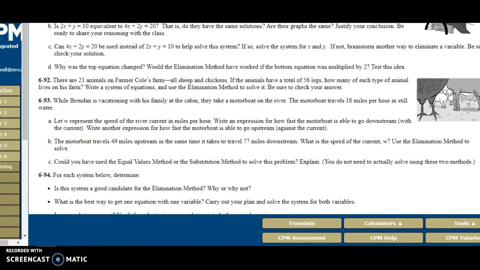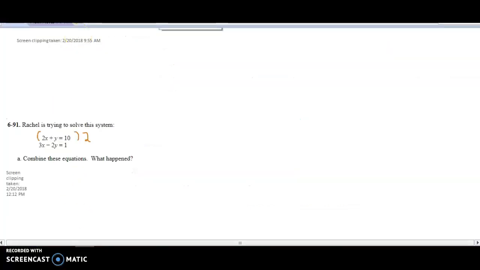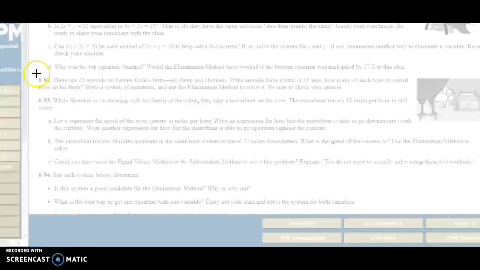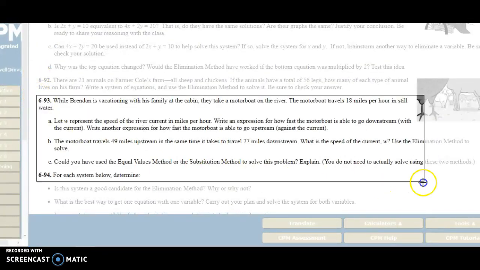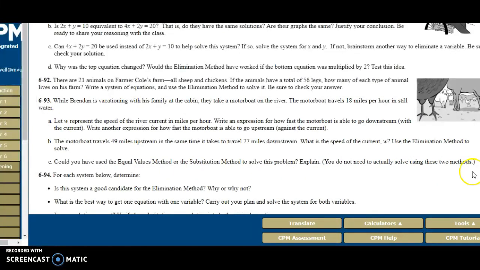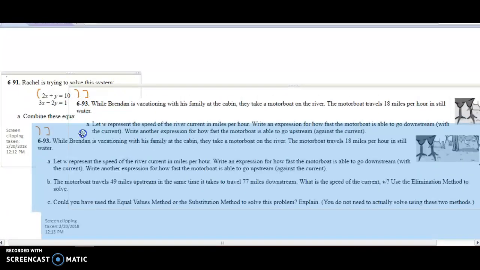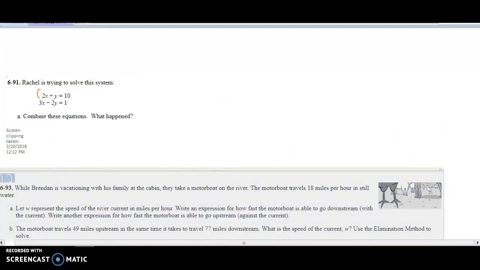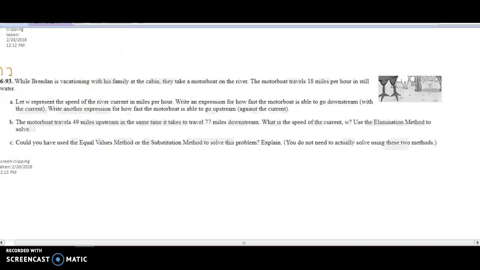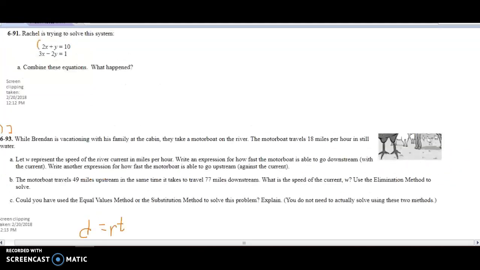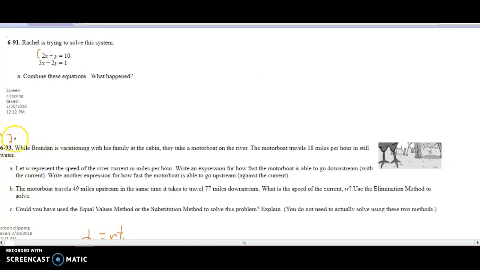And then 93 is going to be using our equation distance equals rate times time. So with 93 here, be sure to take into consideration our equation of distance equals rate times time, and using some sort of elimination method with that will be helpful.